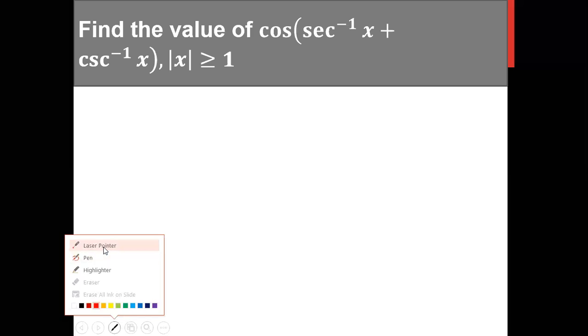Okay. So this was the homework question. I had asked you to find the value of cos of secant inverse x plus cosecant inverse x, correct? But there is a condition for x. What is the condition for x? Mod x is greater than or equal to 1. So you have a condition for x.